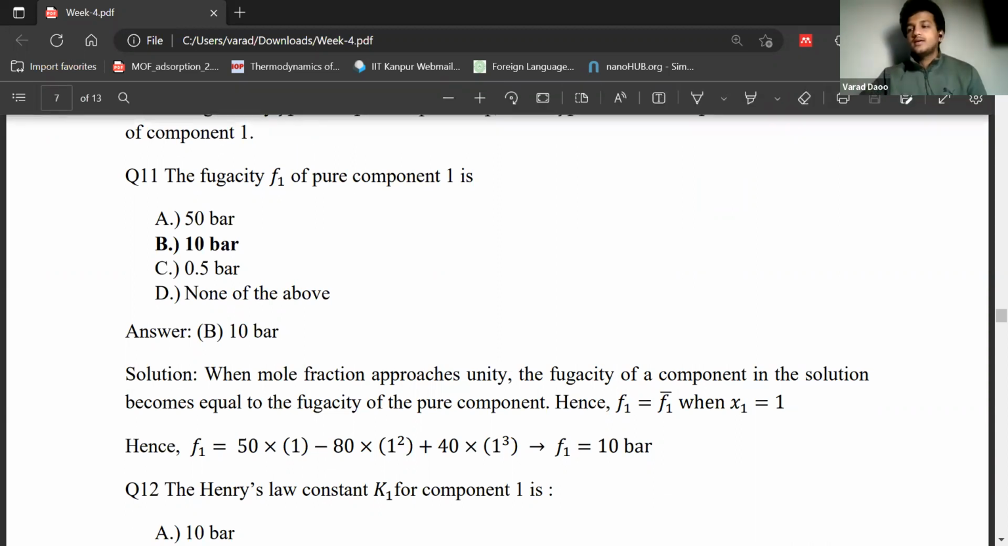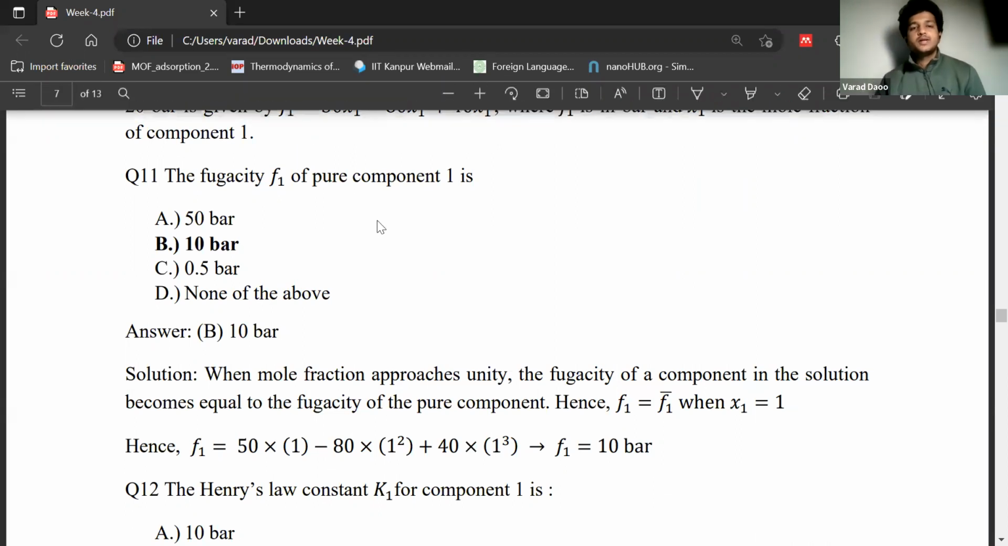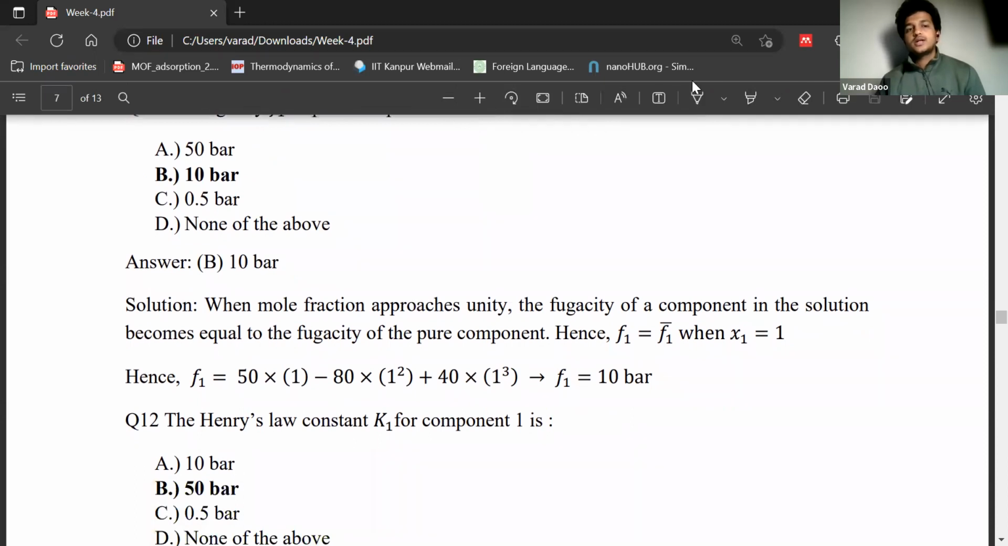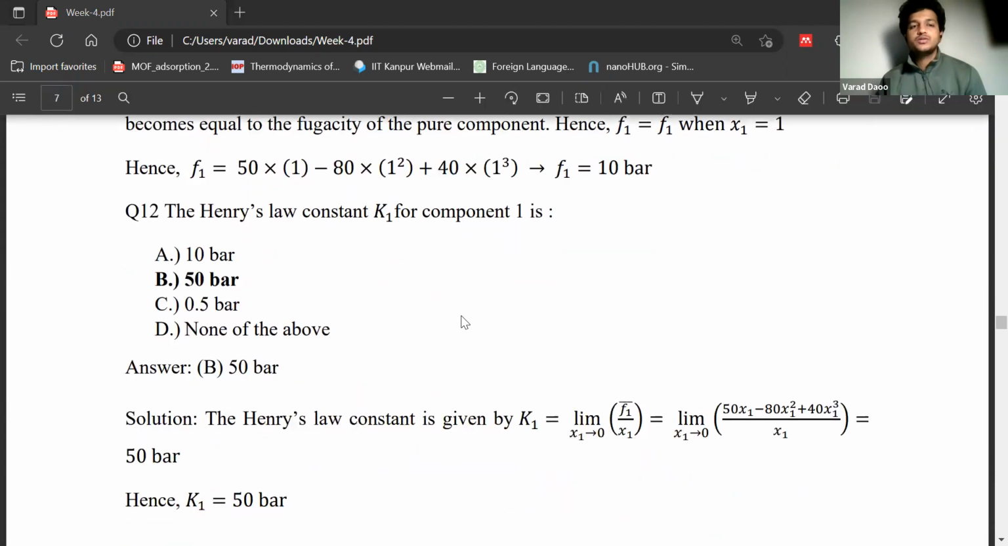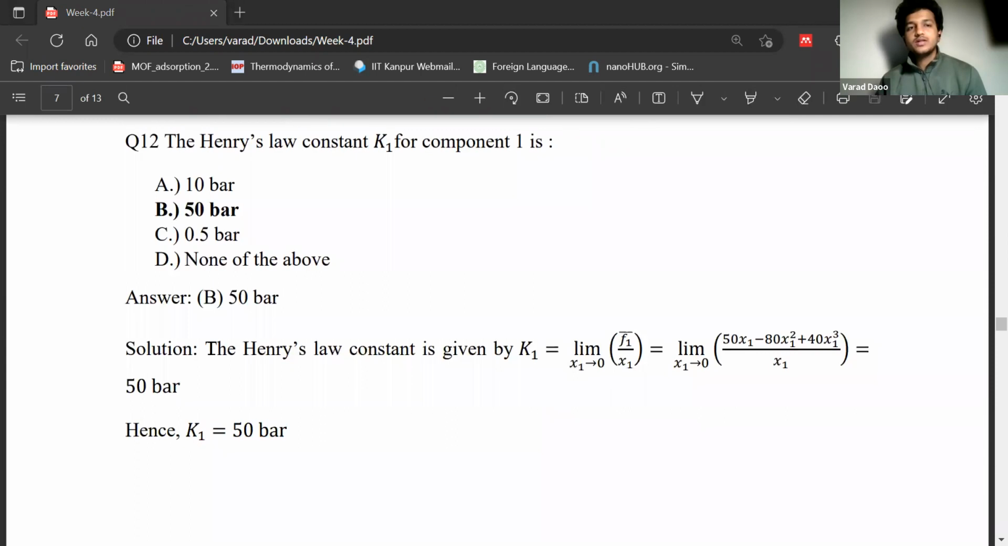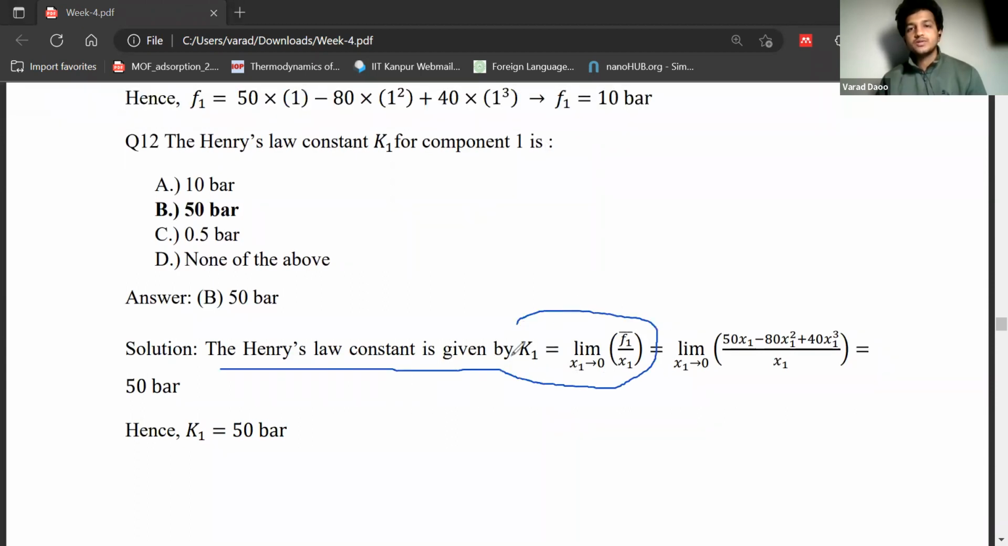Anybody has any answer? The correct answer is option B, 50 bar. Anybody got it? So let me start with the solution. What is Henry's law? Henry's law constant is given by this expression: limit x1 tending to 0 of F1 bar by x1.